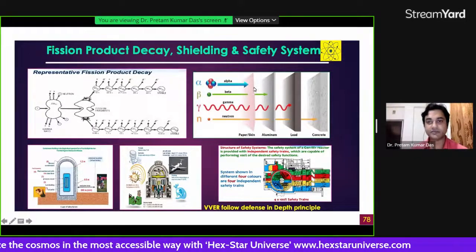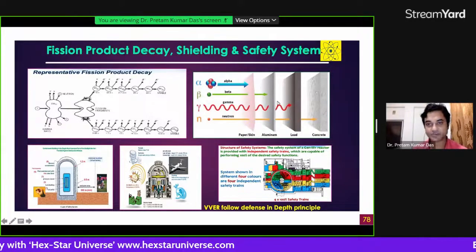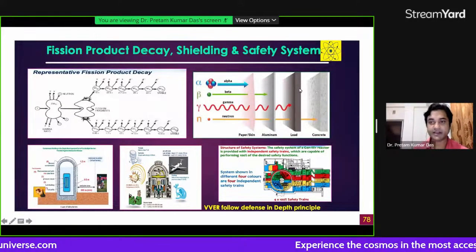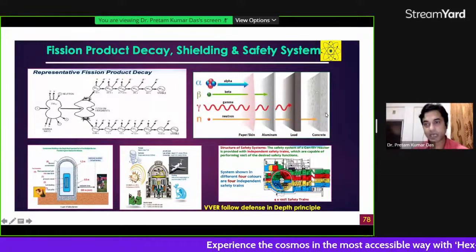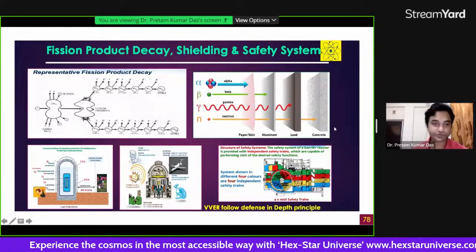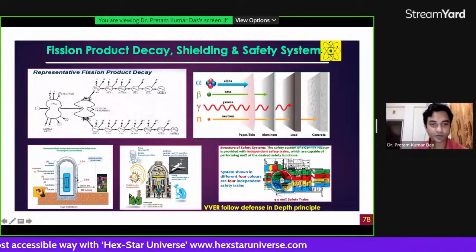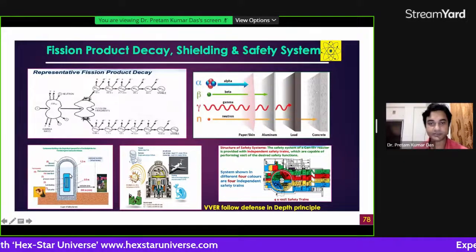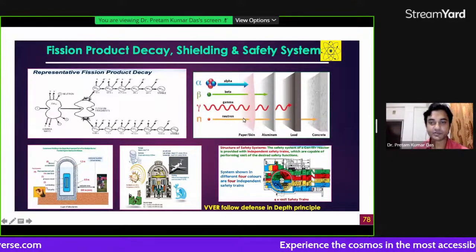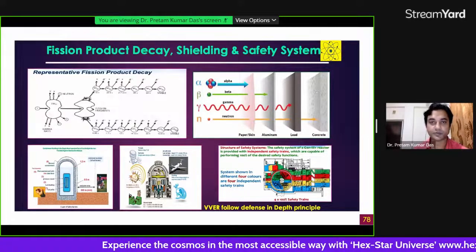If I add a paper, we can block alpha. If I add a sheet of aluminum, we can block the beta. If I add a lead sheet, we can block gamma. And if we add concrete, we can block the neutron. So this is the safety system of the nuclear power plant, and it will protect against all this radiation which comes from the nuclear power plant.